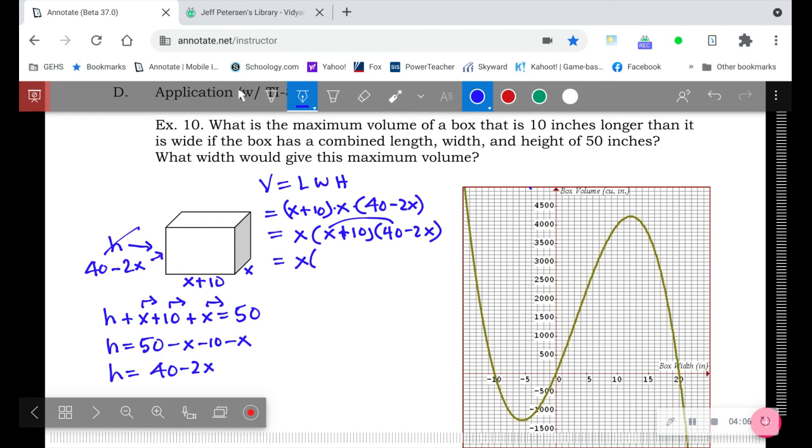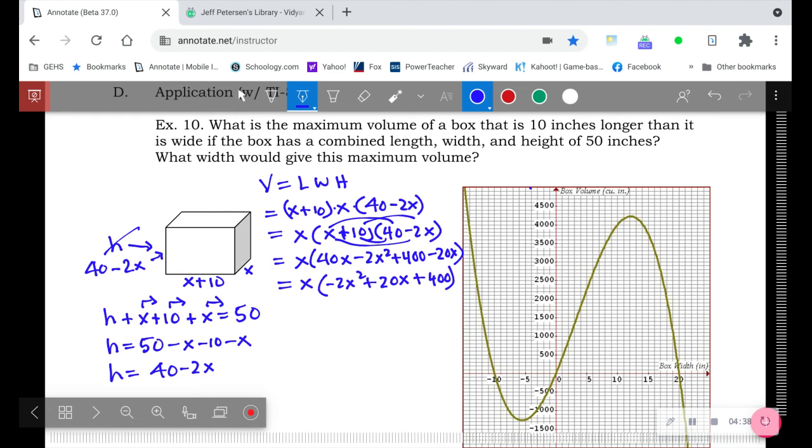This is 40x. The outside pair is minus 2x squared. And you have a plus 400 there. And finally a minus 20x. So now I have x times negative 2x squared. I'm going to combine the linear terms. They come out to be 20x, and then that 400.